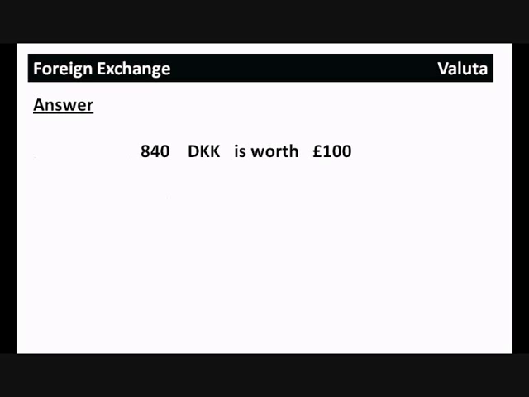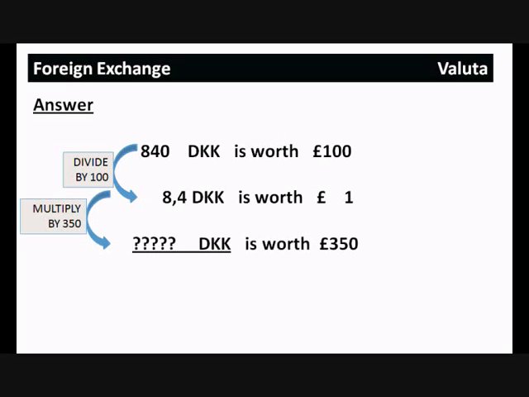So first of all, the basic information. 840 kroner is worth £100. But this time we're going to find out what £1 is worth. So to go from £100 to £1, that's 100th as much, so we divide everything by 100. So we've got to divide the kroner by 100 to get 8.4. So 8.4 kroner is worth £1, but we don't want to know what £1 is worth, we want to know what £350 is worth. So we multiply everything by 350.